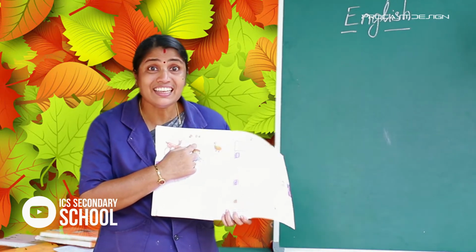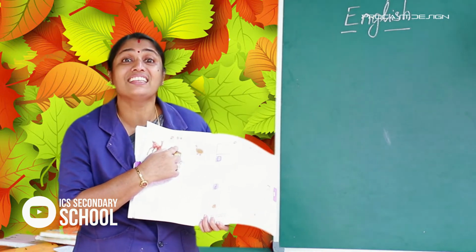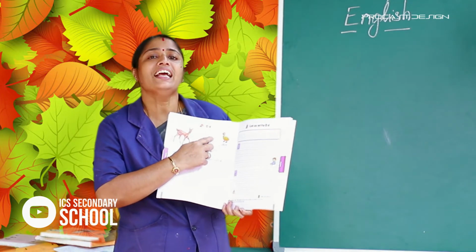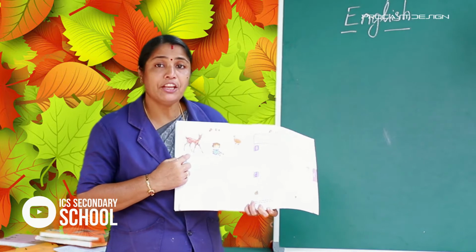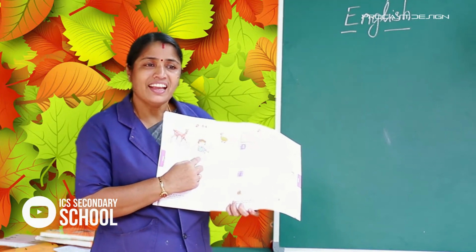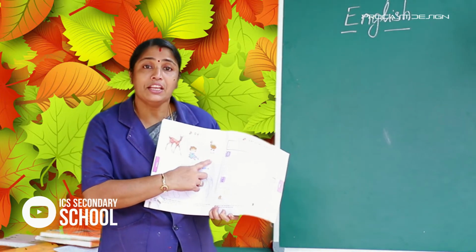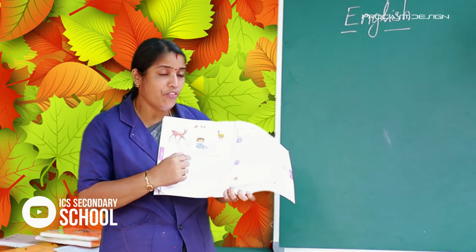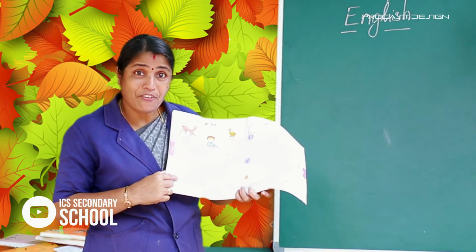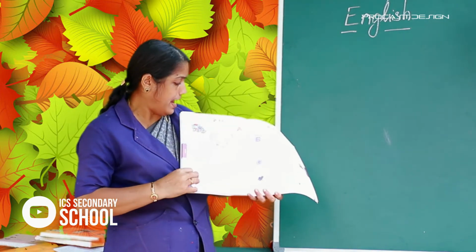Take the next page. Do you remember the letter? Yes. Which letter is this? D. Capital D. Small letter D. D for deer. D for doll. Next, D for duck. All of you loudly say D for dog. D for dog.